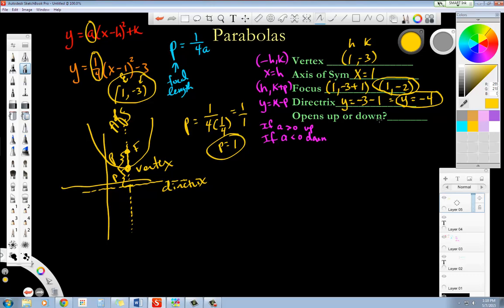Finally, does this thing open up or down? It opens up because of what this says right here. If a is positive, greater than 0, it opens up. If a is negative, or less than 0, it opens down. And opening down would just be a parabola like that. So this thing would open up. And that, my friends, is your final answer.